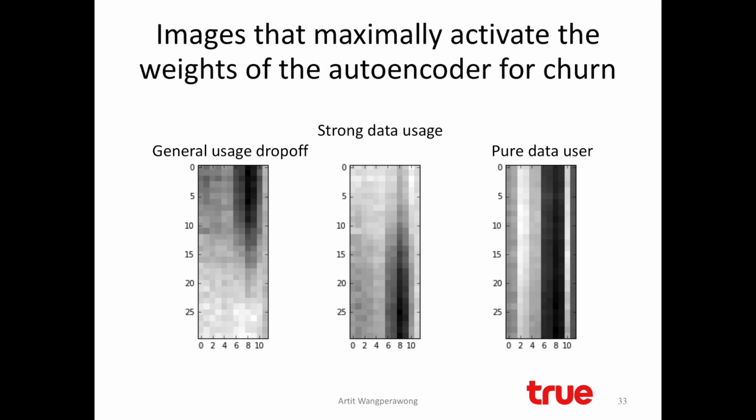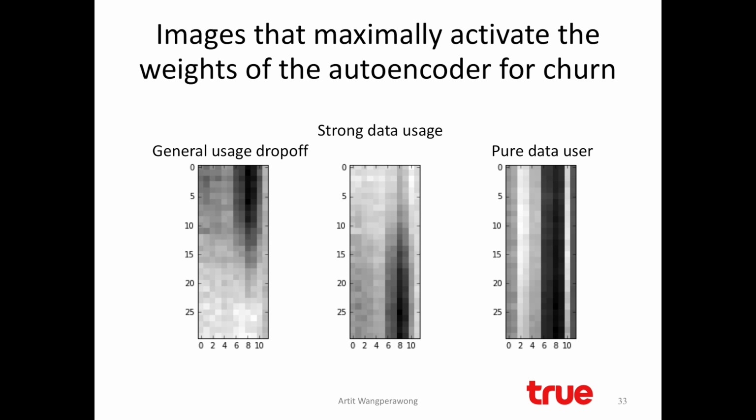The first image is general usage drop-off. The first few columns here are calls, the calls in, calls out, and then the later columns are data usage. So you can see that in general calls and data usage are dropping off in the second half of the 30-day prediction window. And okay, that might be something expected. Customers that have this prominent feature tend to churn because they're just, for some reason, slowly or gradually leaving the service, gradually ending their usage.